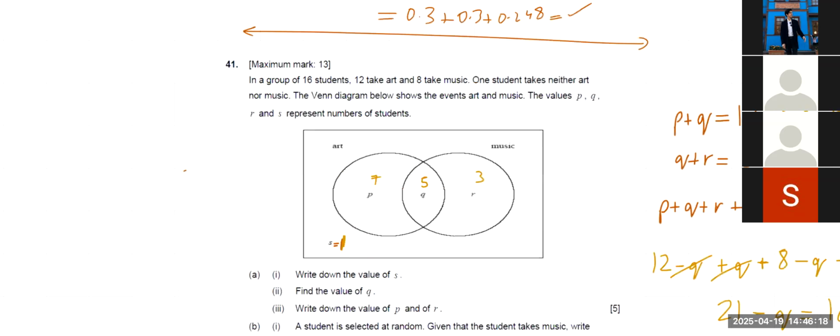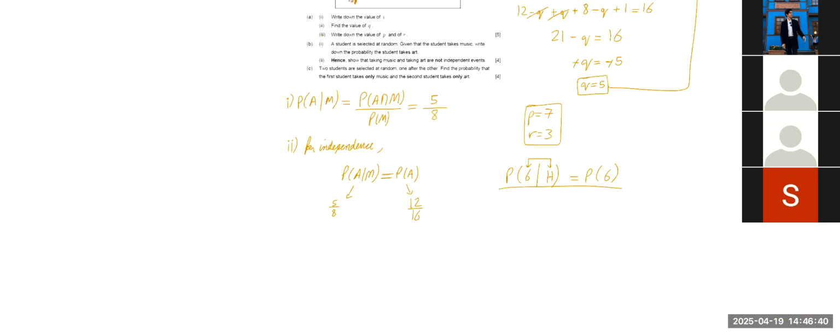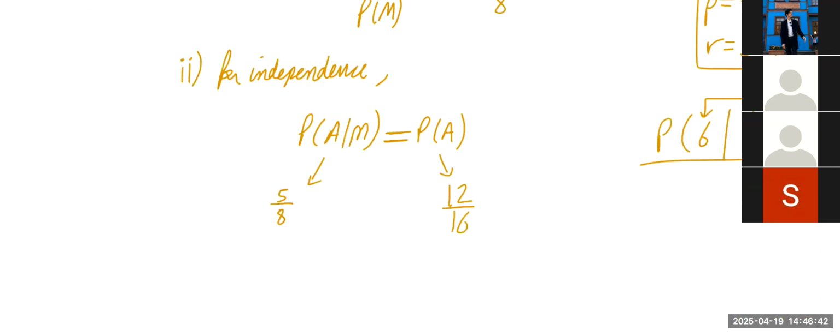Sometimes they give you probabilities in the Venn diagram. Sometimes they give you the number of people. So remember, to find the probability of art, you don't simply add these up. That's not going to be the answer because these are not probabilities. These are numbers of people. So we do 7 plus 5. That's the total number of people taking art, 12. And then we divide it by the total number of people in general, 16. So the probability of taking art is 12/16. If I simplify this, it gives me 6/8, which is 3/4.